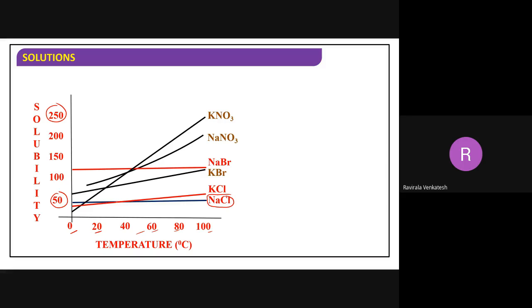KCl, you observe, is increasing. KNO3 is increasing steeply; you are going to get a straight line like this. KBr is increasing. NaNO3 is increasing. NaBr, there is no change in this case.